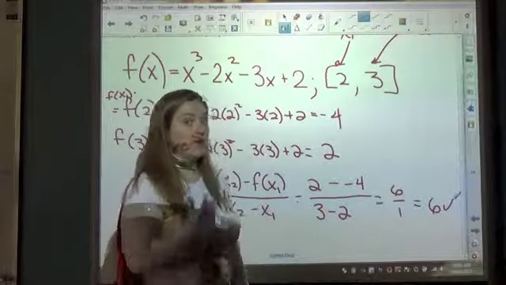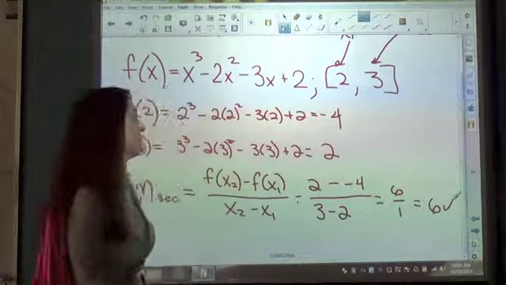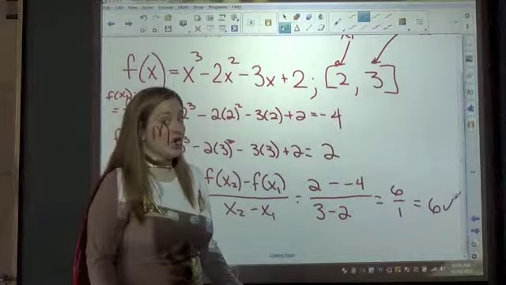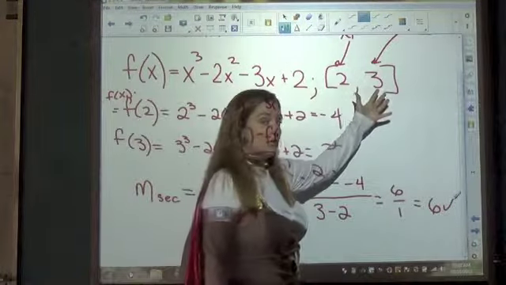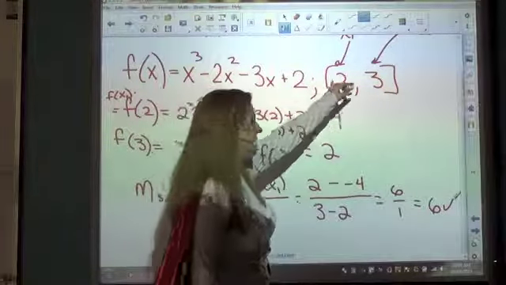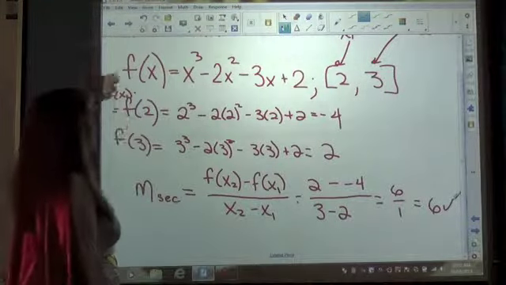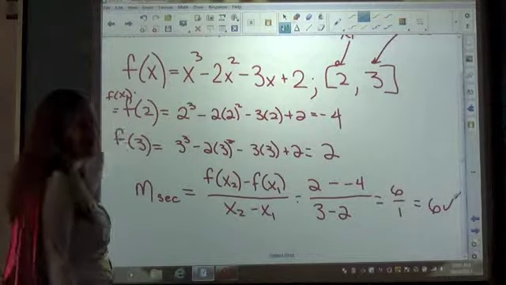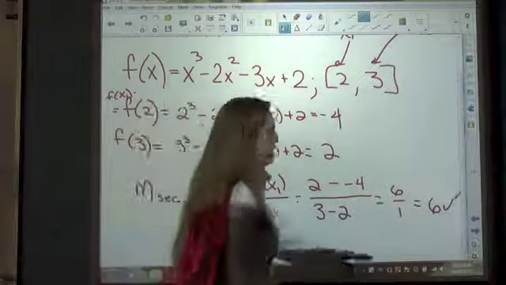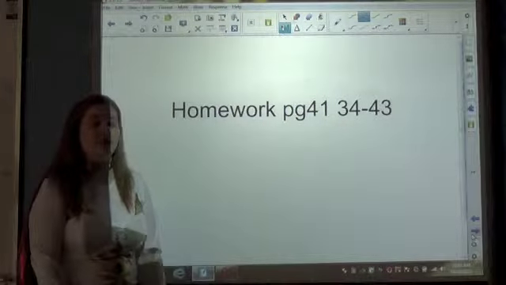You've been doing slope. If you came from my classroom in Algebra 1, you should know how to do slope. We did so many of those. But that's all it is. It gives you the function. It's a curve. It gives you the interval of the curve they want you to concentrate on. Interval is the domain, so x1, x2. Plug in those values and you're going to get y1 and y2. And that's just the proper way to write it. And that's it. That's all there is on this section. So your homework is page 41, 34 through 43 all.